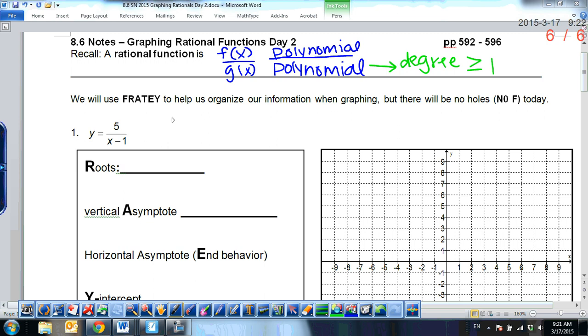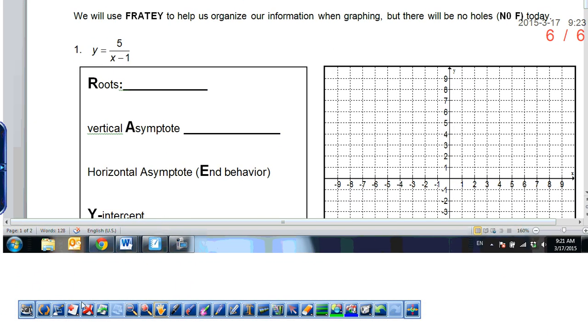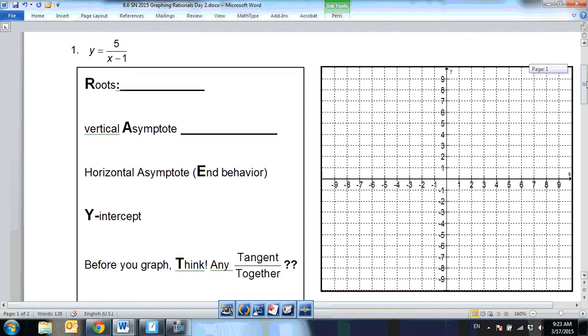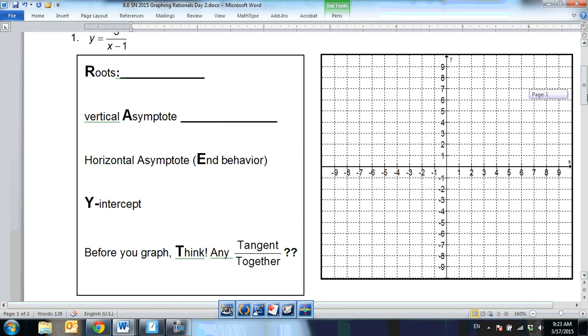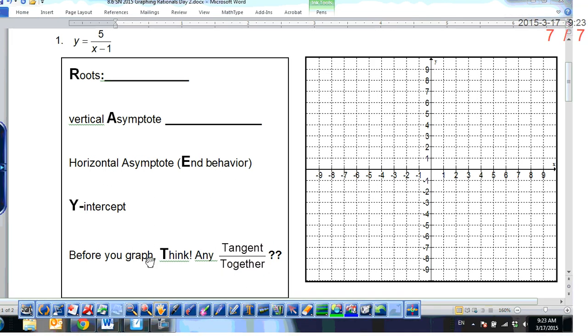So, as we said, we will use Frady to help us organize our information when graphing, but there will be no holes. We won't have to find any holes today. Okay? The 4 most important things that I'm going to ask you when we graph a rational function, that you're going to have to tell me every single time, are the roots, the vertical asymptotes, horizontal asymptotes, and the y-intercept. Okay? Often I will also ask you for the domain and range, but not every single time. Okay? All right, so let's give it a try.